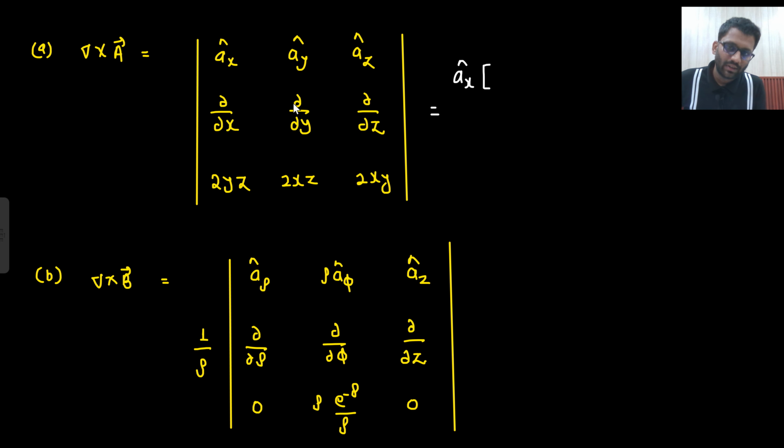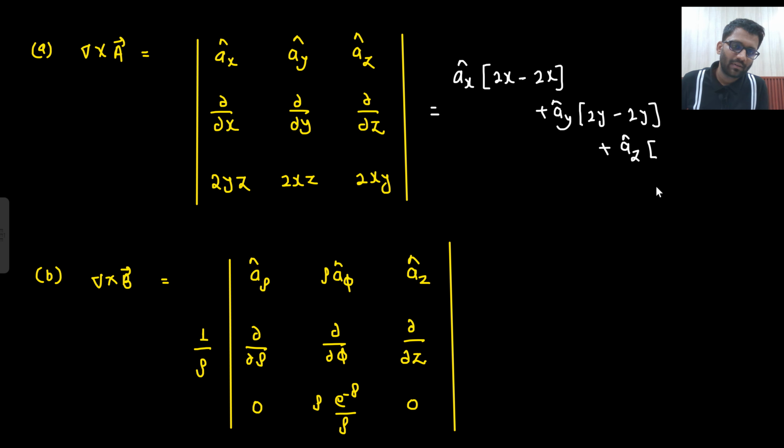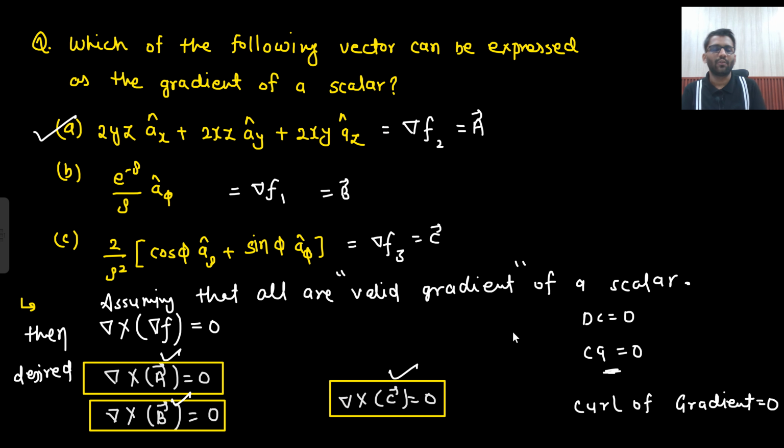a_x cap, then del by del y of 2xy, 2x, minus del by del z of 2xz, 2x, plus a_y, then del by del z of 2yz, 2y, minus del by del x of 2xy, 2y, plus a_z cap, del by del x of 2z, minus del by del y of 2z. So what are you getting? 0. So yes, this is valid. Option A is correct. So this vector A is a valid gradient of a scalar.